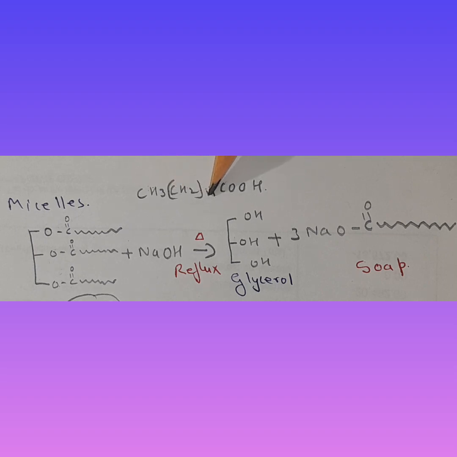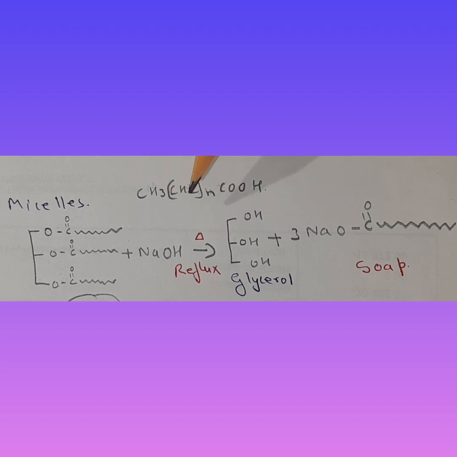If n is 14, then 14 plus 2 would be 16, and that would be palmitic acid. And if it is 16 plus 2, that would be 18, and that would be stearic acid. So on and so forth, it would go on. So these are the fatty acids, and these are called saturated fatty acids.